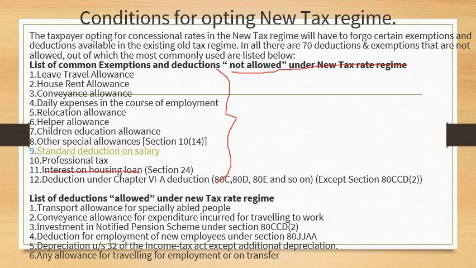continue in the old regime, because luckily a choice was given whether to continue in the old regime or to switch over to the new regime. Those who did not have any such savings, who did not have any LIC policies, have not invested under PPF, and do not have any housing loan, for them the new tax regime was a boon. They could save up to 25,000 per year.